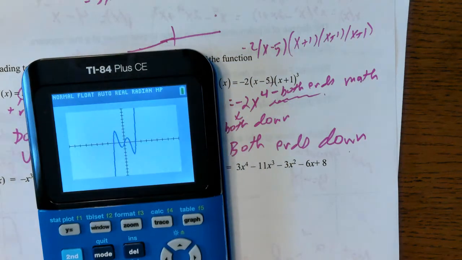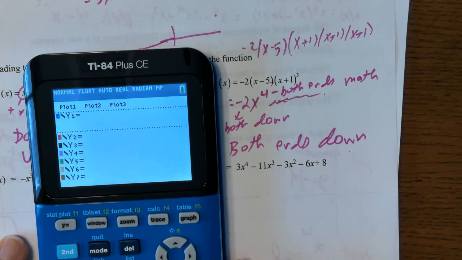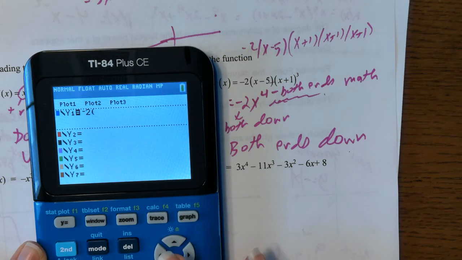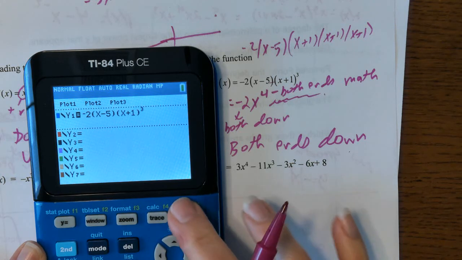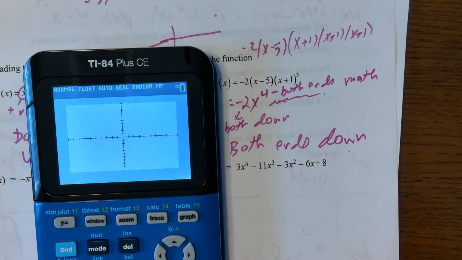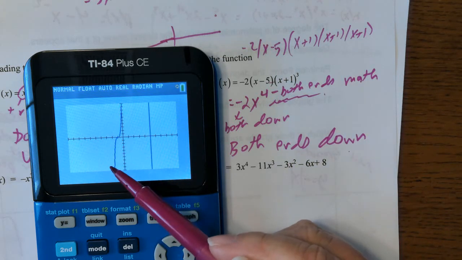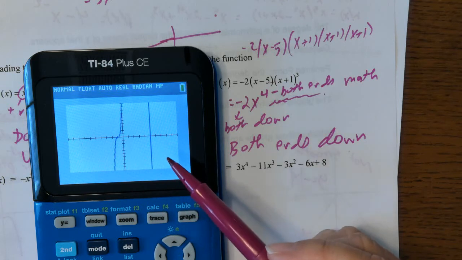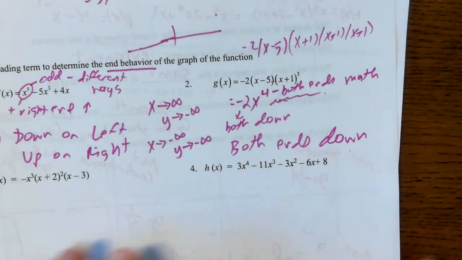Okay, so in my calculator, I can verify. I can type -2 times x minus 5 times x plus 1 to the third. And when we graph it, sure enough, it's going down on the left edge and down on the right edge. So we were right to predict that both ends would be going down.